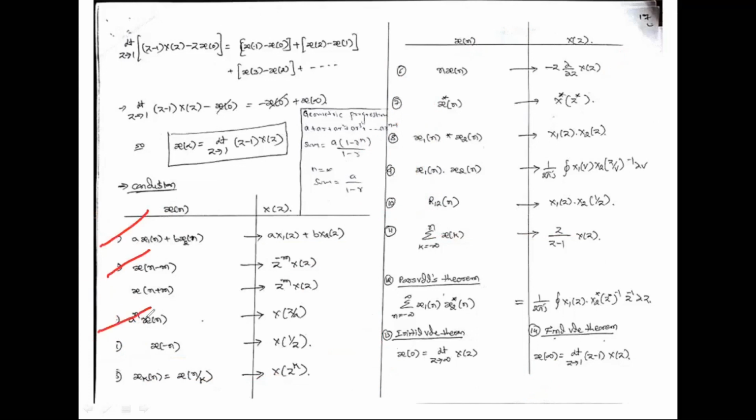1, 2, 3, 4, 5, 6, 7, 8, 9. And 10, 11, 12 properties. Got it, my students?